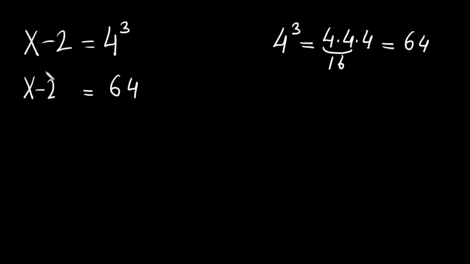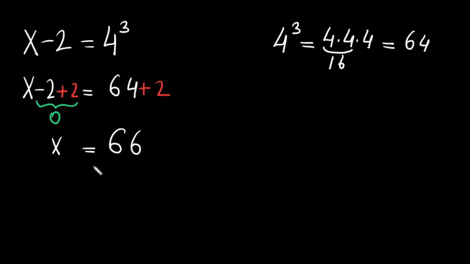So in order to find x, I can add 2 to both sides. As you can see here, minus 2 plus 2 is going to be 0. So on the left side, I'm going to have only x. X is equal to 64 plus 2, which is 66.